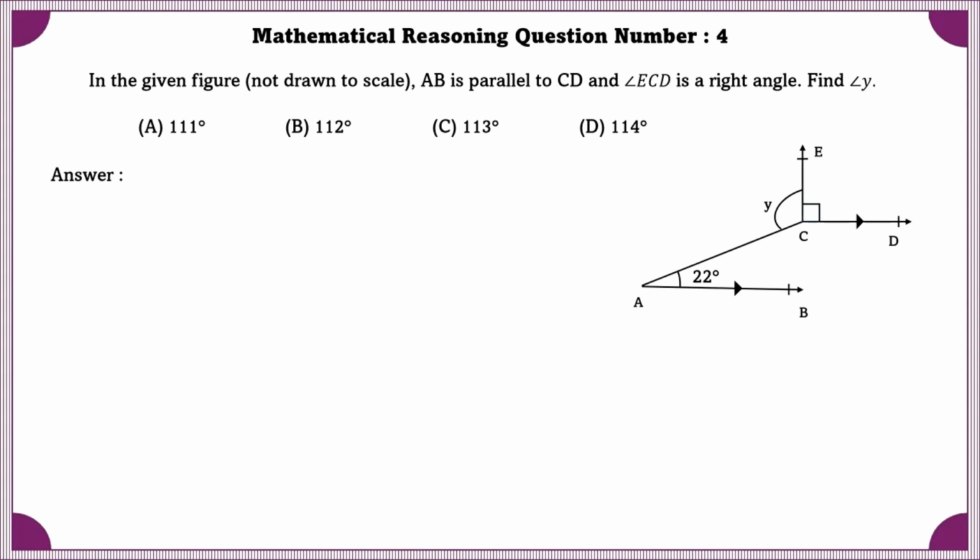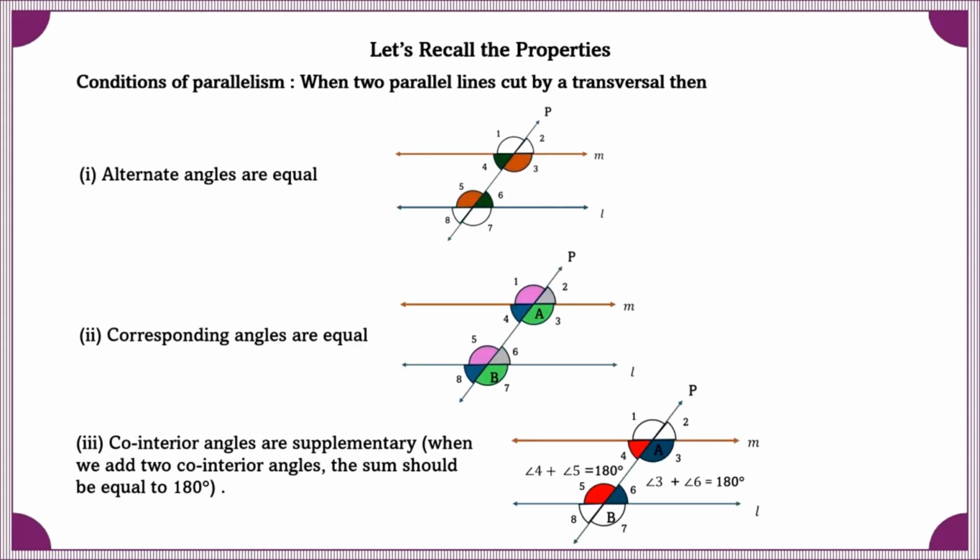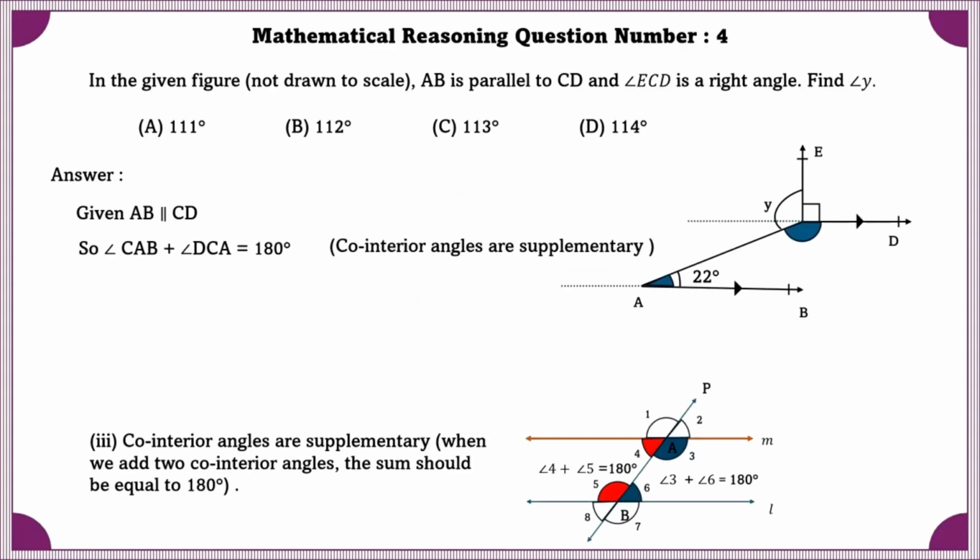Mathematical reasoning question number 4. In the given figure, not drawn to scale, AB is parallel to CD and angle ECD is a right angle. Find angle Y. Using the co-interior angle property, we can say that angle CAB plus angle DCA is equal to 180 degrees. That is, co-interior angles are supplementary. Now, we can find the value of angle DCA, that is 158 degrees.